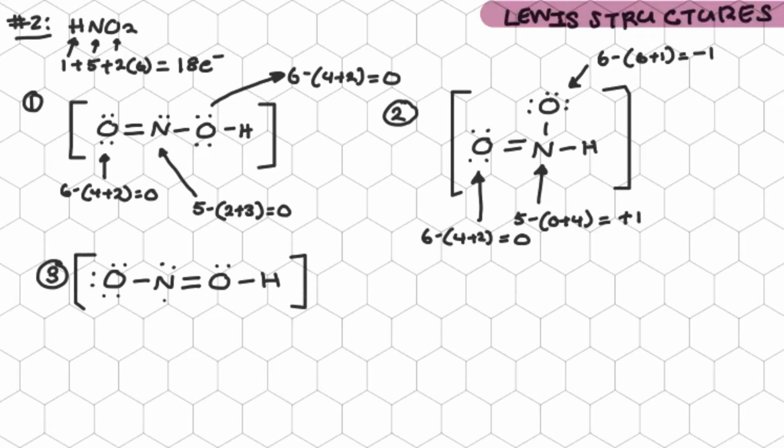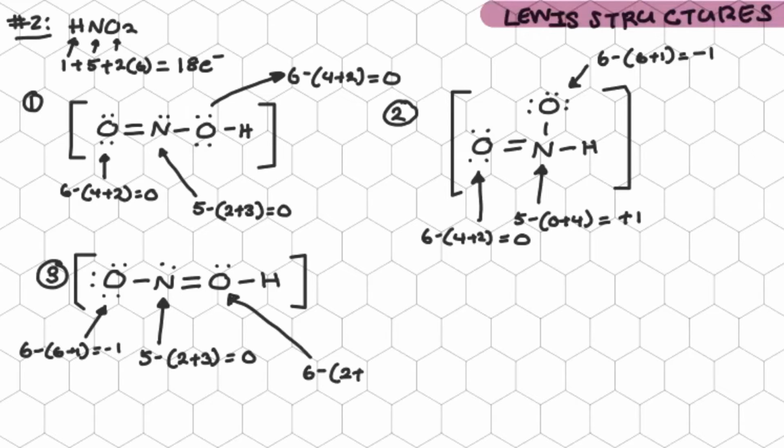Now let's count the formal charges. The oxygen, 6 valence electrons, as we said, minus 6 electrons in the lone pairs plus 1 bond. 6 minus 6 plus 1 is going to be negative 1. Now let's do nitrogen. 5 valence electrons minus 2 in the lone pair and 3 bonds. 5 minus 2 plus 3 is going to be 0. So nitrogen seems to be good in this one. And now we go with the oxygen. 6 minus 2 plus 3, as you see, 3 bonds and 2 electrons in the lone pair. 6 minus 2 plus 3 is going to be plus 1.